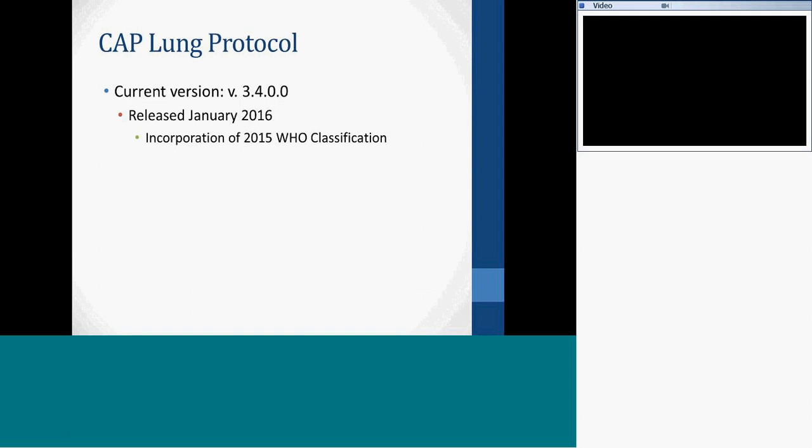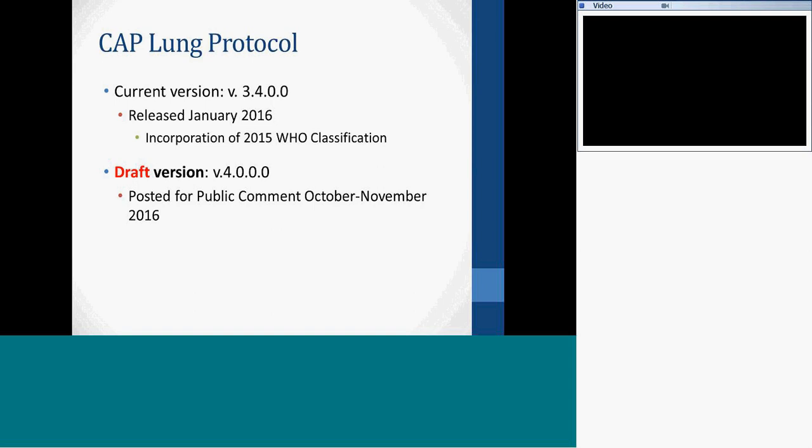Now, turn our attention to the CAP lung cancer protocol. The current version 3.4 was released in 2016, and the major revision at that time was full incorporation of the 2015 WHO classification. Parts of that classification had been implemented previously, at least for adenocarcinomas, but in the current version, we now have pretty much the entire WHO 2015 classification.